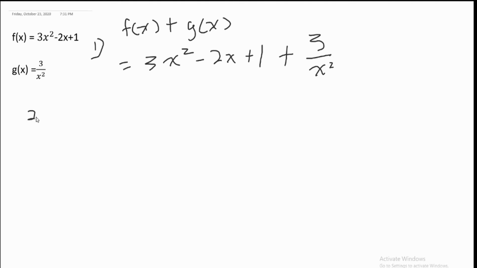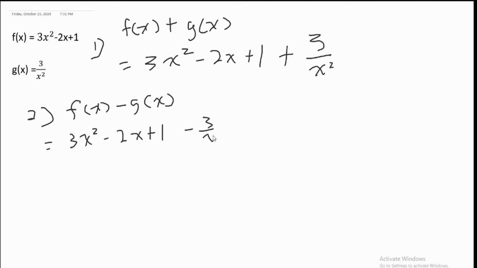Number two, we have subtraction. So let's say we have f of x minus g of x. Once again, I won't be doing the common denominators, but you should be able to do it. So what we have is 3x squared minus 2x plus 1 minus 3x squared. All right, let's highlight these for you so you know which one is which, right?